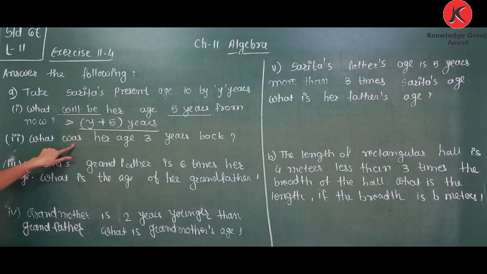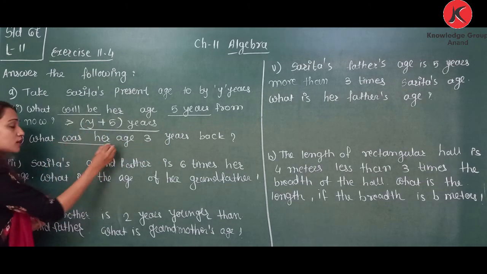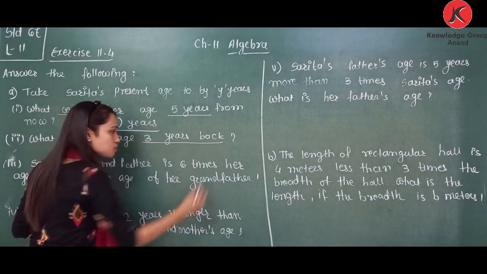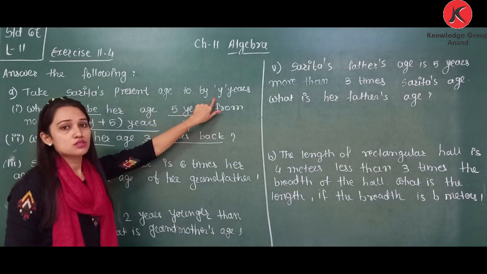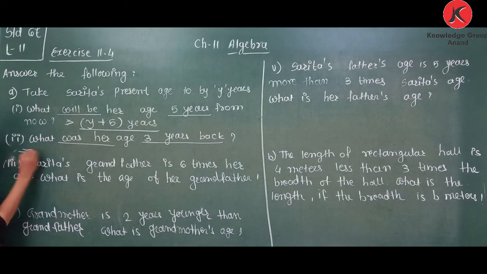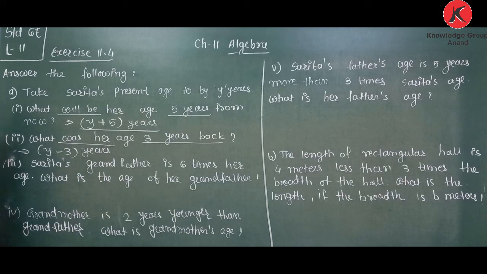Next is, what was her age 3 years back? Means before 3 years. So before 3 years, her age was y minus 3 years. If her age is 6 years, then before 3 years, she was 3 years. If her age is 10 years, then before 3 years, her age was 7 years. So that way we can subtract 3 from the present age.